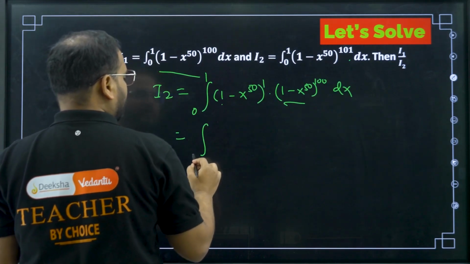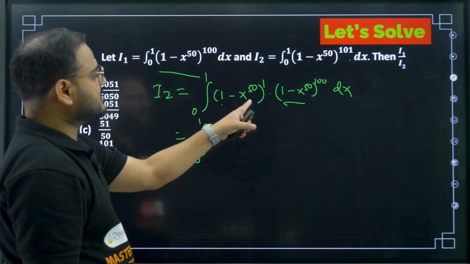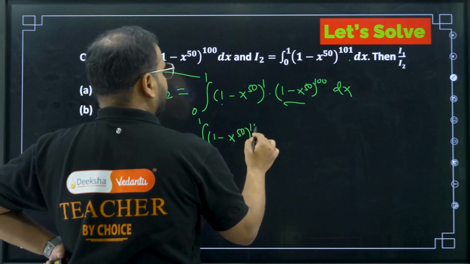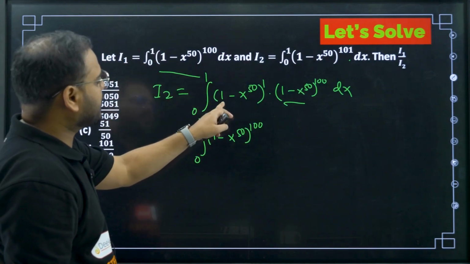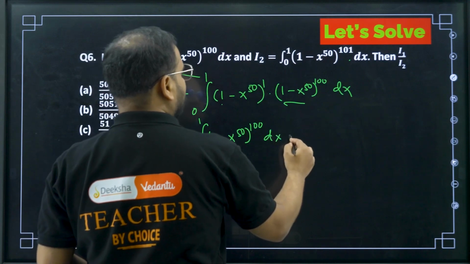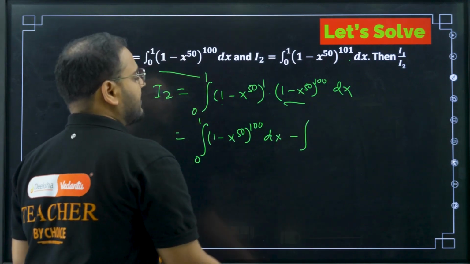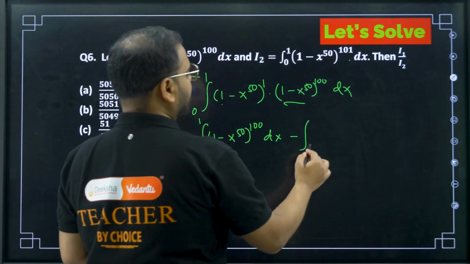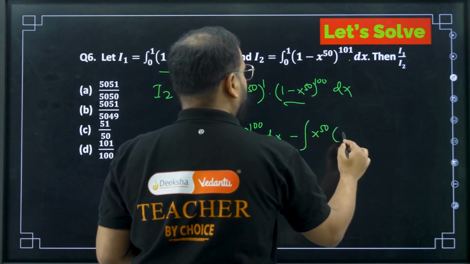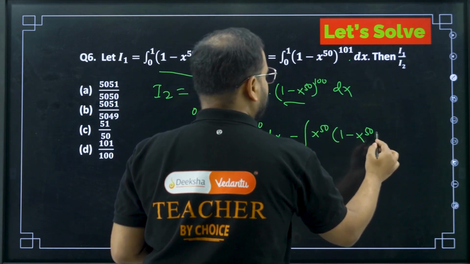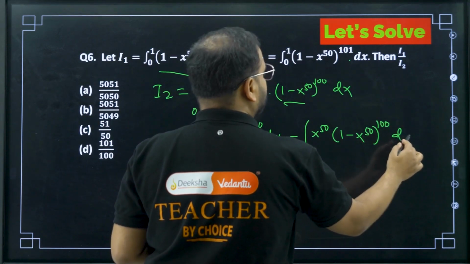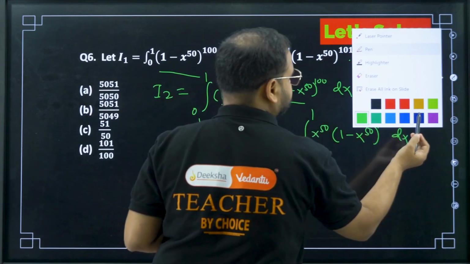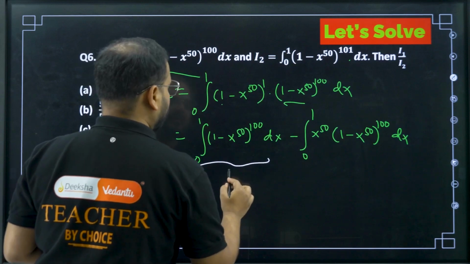Now multiply this thing with 1 once and multiply this whole thing with x. So I get integration from 0 to 1, multiplying with just 1, I get 1 minus x power 50 to the power 100, which will remain the same, no? Now I can write dx here, and then this part integration. I'm separating the integration for this minus sign. I get minus x power 50 times 1 minus x power 50 to the power 100 dx. The limit will remain the same, 0 to 1. Please cross check. This part is nothing but my I1.